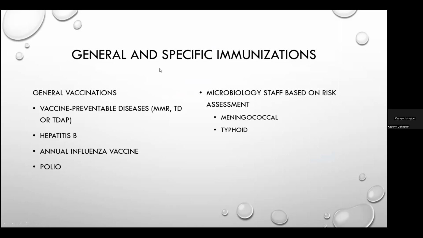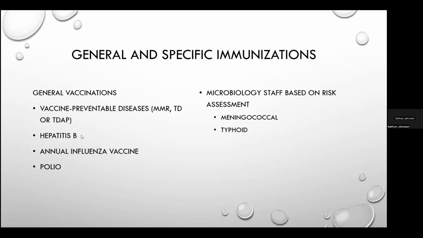The Centers for Disease Control have done extensive work and produced guidelines on vaccinations and immunizations in healthcare workers. They talk about the general vaccinations, and then there are some microbiology-specific ones that are based on the risk assessment. In general, all healthcare workers should be vaccinated against vaccine-preventable diseases such as measles, mumps, and rubella, and also tetanus, diphtheria, and acellular pertussis, or Tdap.